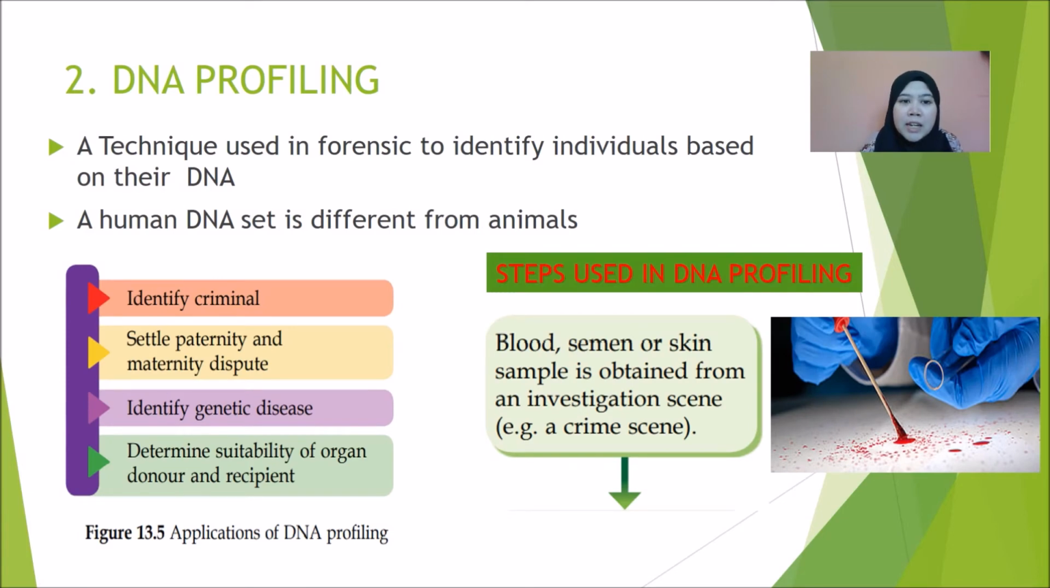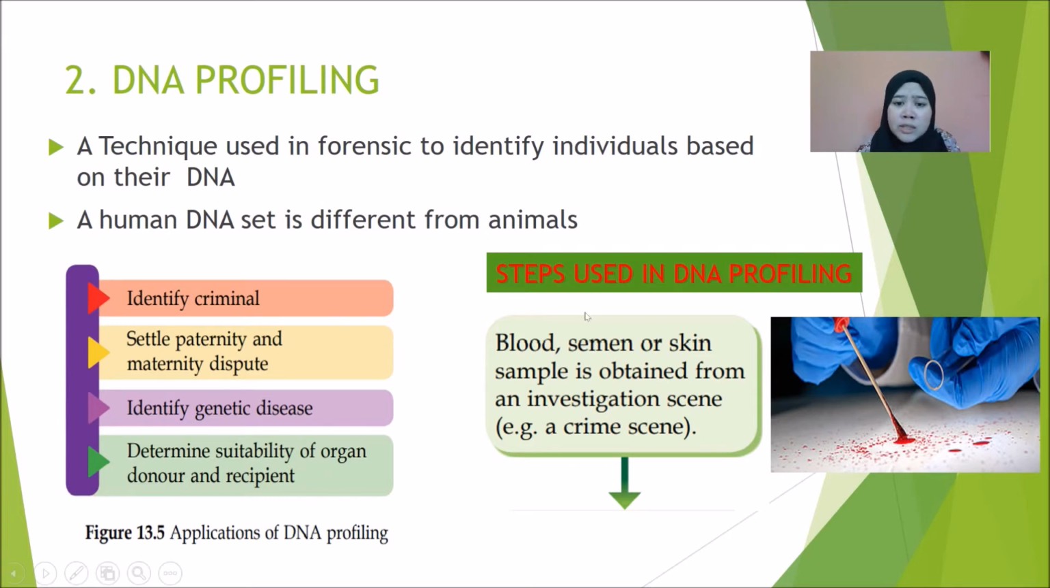Next is DNA profiling. So DNA profiling is a technique used in forensic to identify individuals based on their DNA. This is because a human DNA set is different from animals and all human has a different set of DNA from each other. So what is the using of DNA profiling? Is for identify criminal, settle paternity and maternity dispute, identify genetic disease, determine suitability of organ donor and recipient.